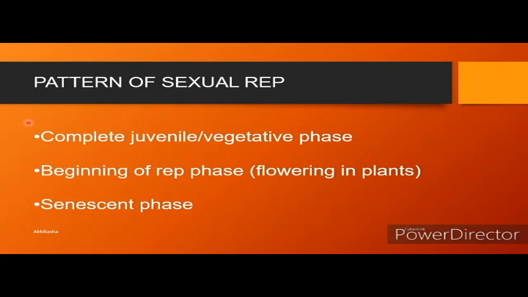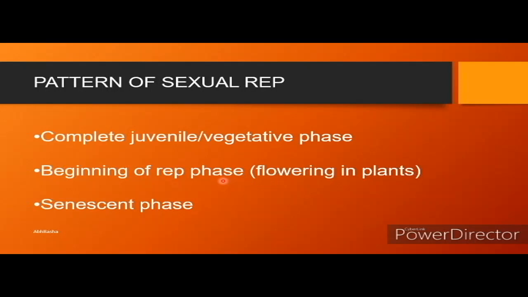Now, the next topic that we do is the pattern of sexual reproduction. We go back to the topic lifespan. In the topic lifespan, we studied these three phases. Sexual reproduction is preceded by the juvenile or vegetative phase, which is also known as the pre-reproductive phase. This phase should be complete before the reproductive phase can start. Now, the reproductive phase in plants starts with the blooming or the flowering. In animals, we call it puberty.